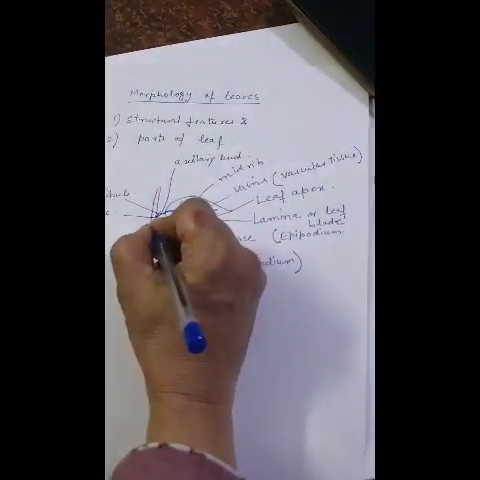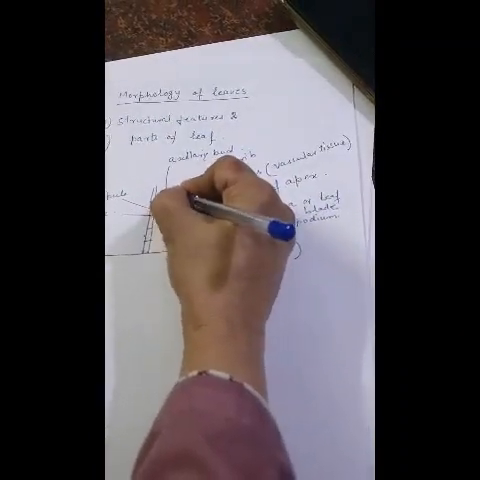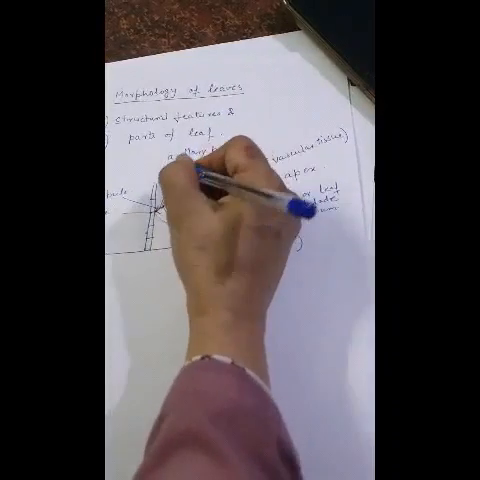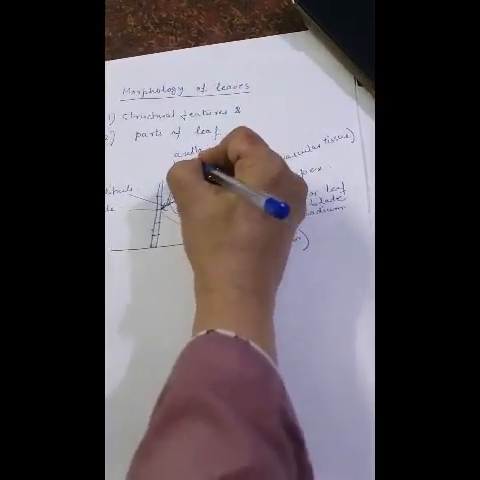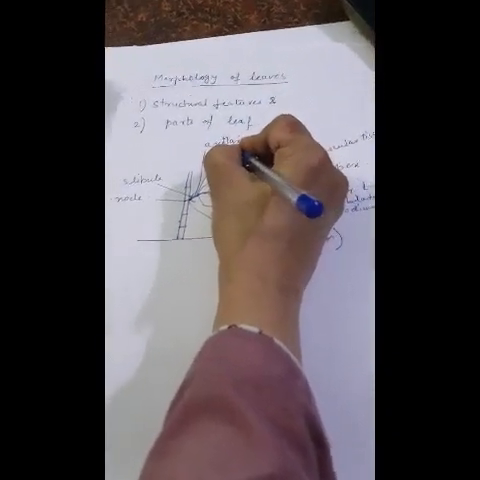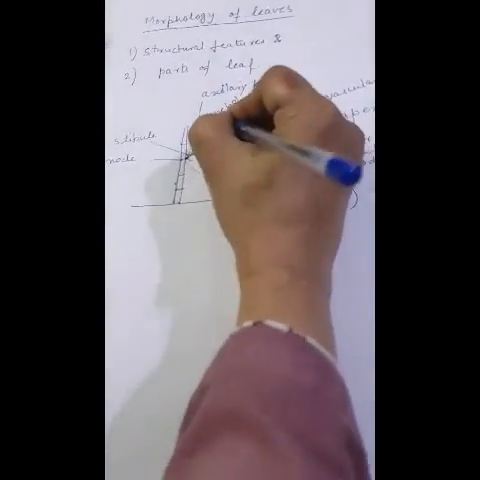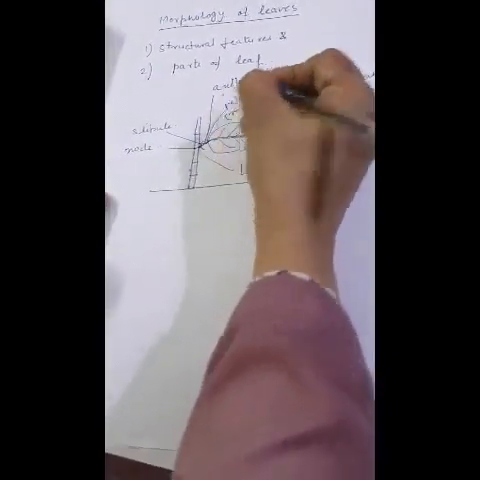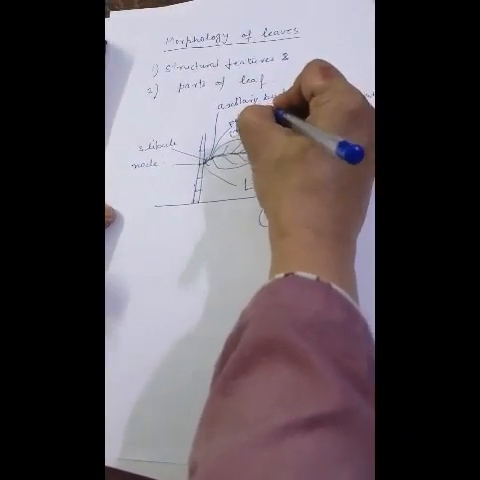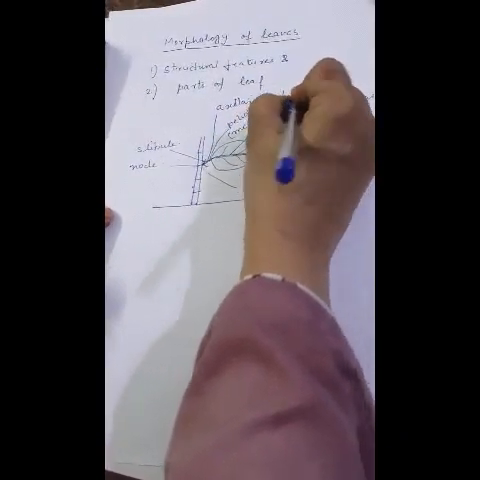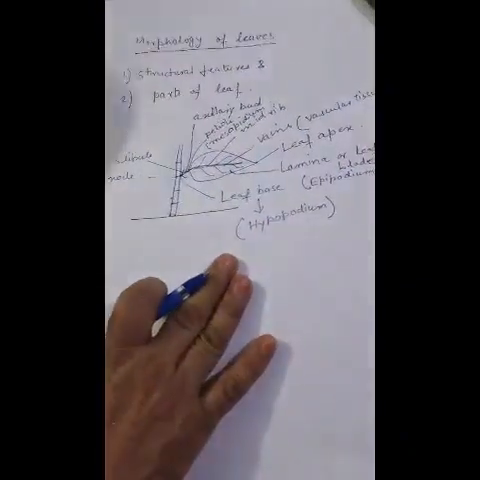Leaf is attached with the stem by a long thin branch which is known as petiole, technically known as mesopodium. This is the structure of leaf.